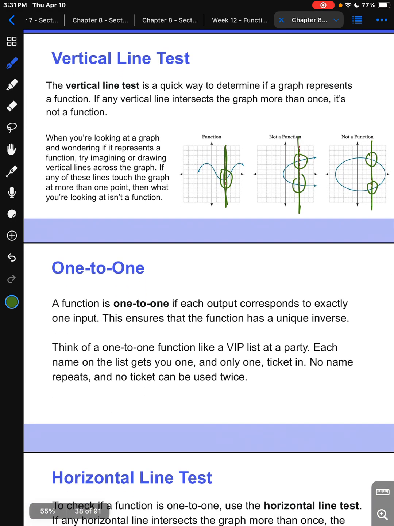Let's talk a little about one-to-one. A function is one-to-one if each output corresponds to exactly one input. This ensures that the function has a unique inverse. Think of a one-to-one function like a VIP list at a party. Each name on the list gets you one and only one ticket. No name repeats, and no ticket can be used twice.